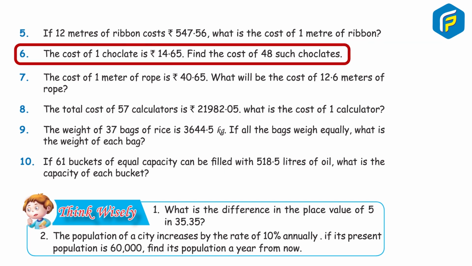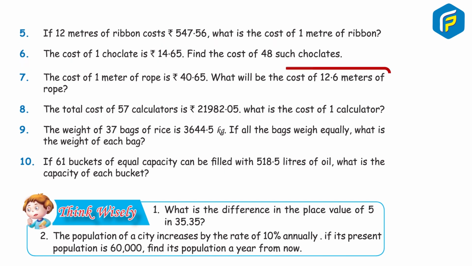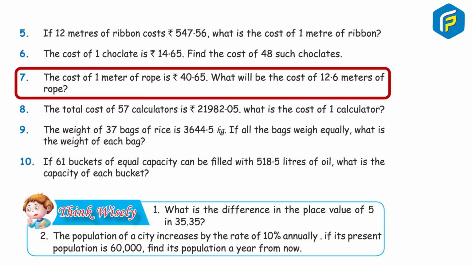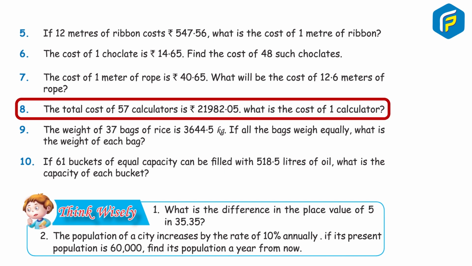Question 6. The cost of one chocolate is rupees 14.65. Find the cost of 48 such chocolates. Question 7. The cost of 1 meter of rope is rupees 40.65. What will be the cost of 12.6 meters of rope? Question 8. The total cost of 57 calculators is rupees 21,982.05. What is the cost of one calculator?